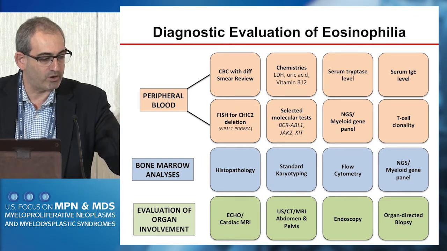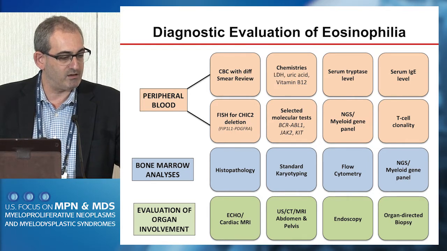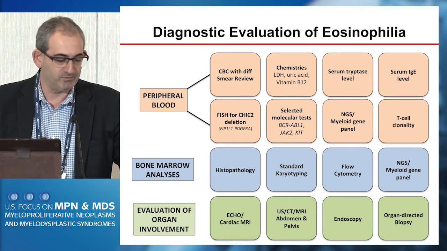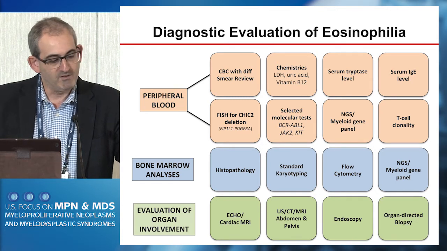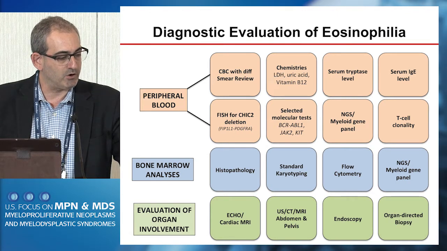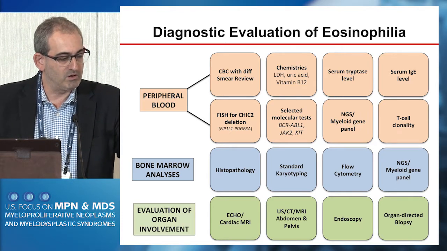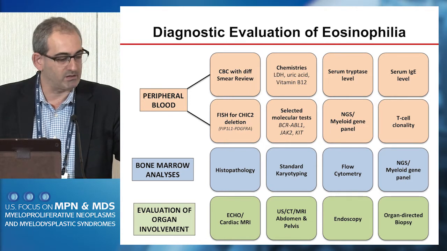The bone marrow is important, looking, of course, at histopathology, standard cytogenetics, flow, and again, myeloid mutation panels. And then, of course, eosinophils can cause organ damage. So it is important to look at the organs. The heart is a particular organ that suffers damage for patients that have severe eosinophilia of long duration, so an echo or cardiac MRI. Using ultrasound, CT or MRI to look at the abdomen and pelvis for organomegaly, endoscopy looking for bowel involvement, and also organ-directed biopsy if it's felt to be clinically needed.